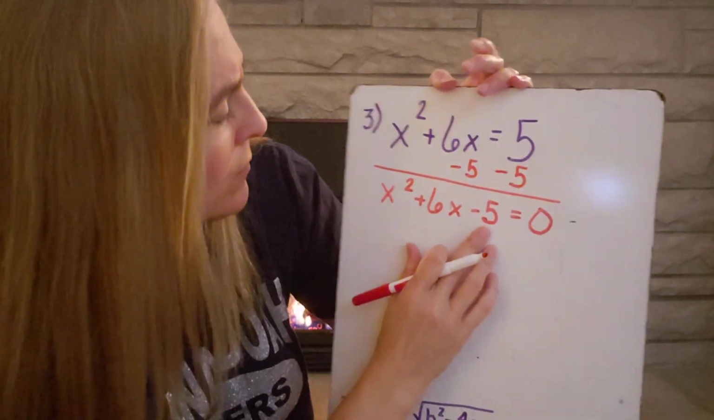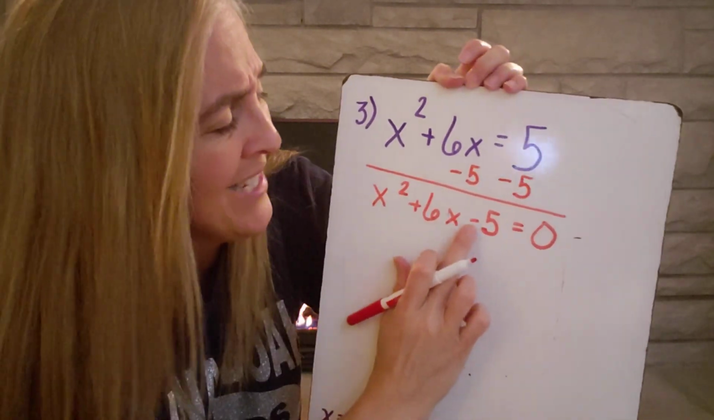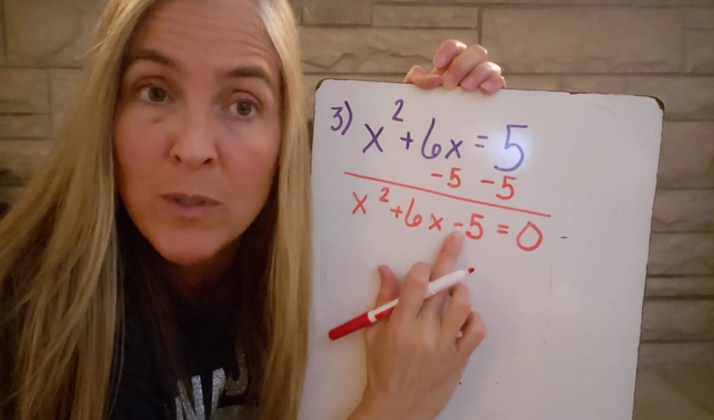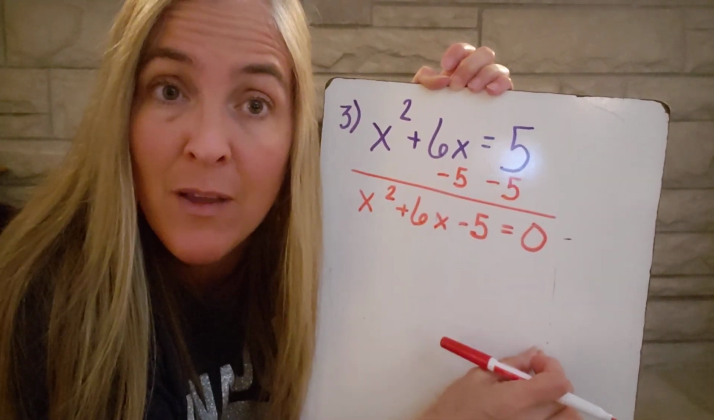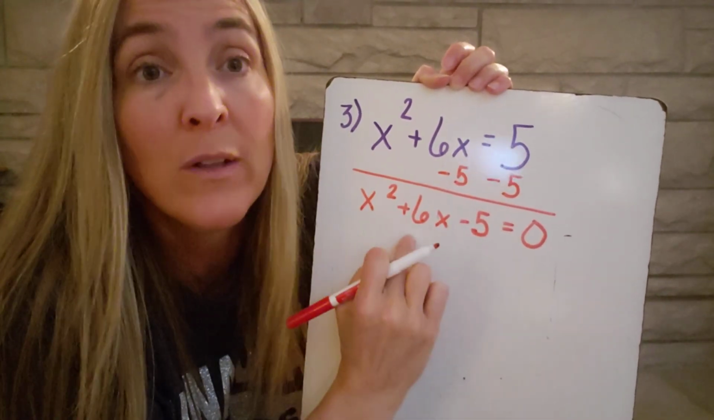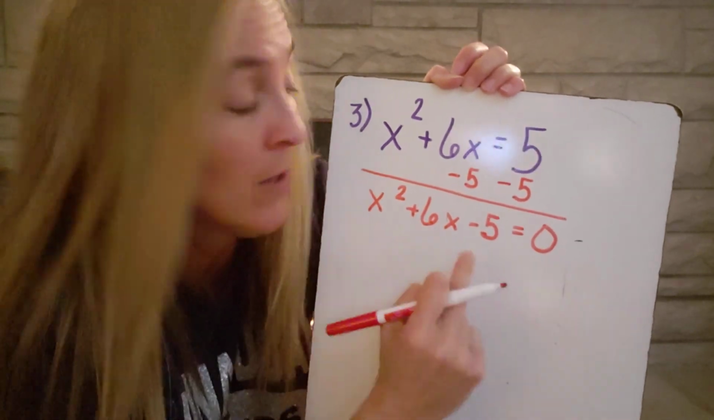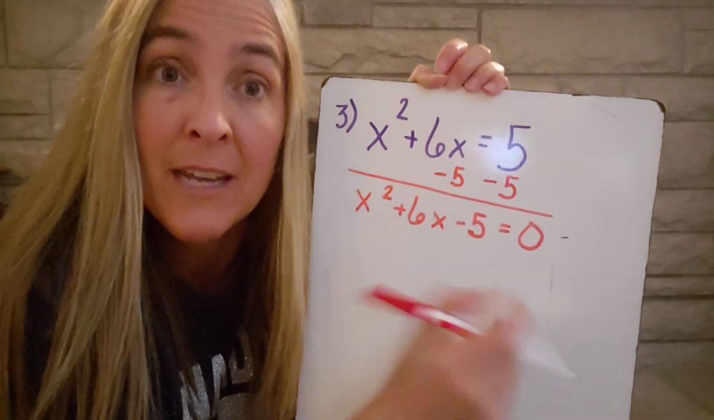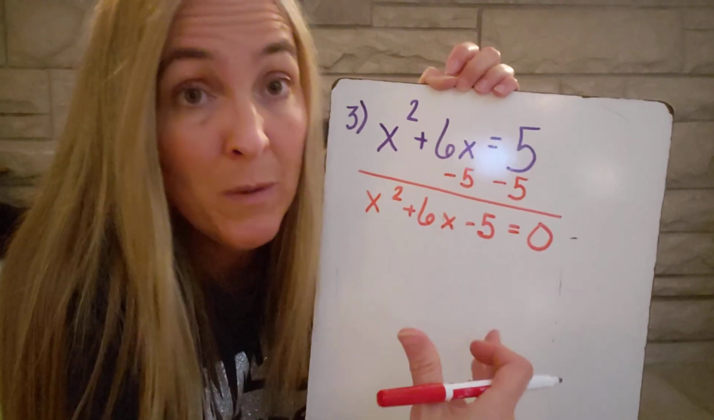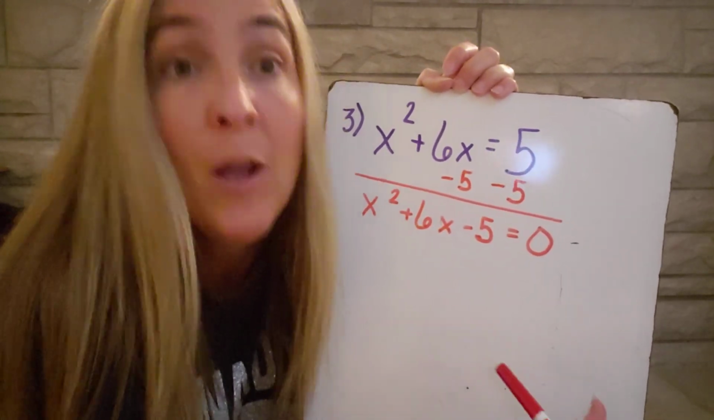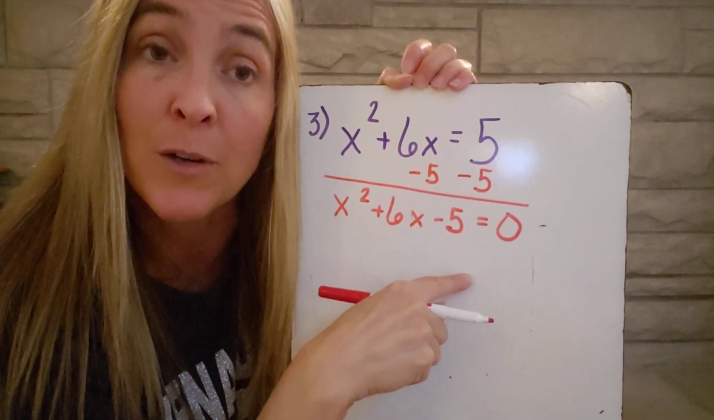Well, the only way to get a negative when you multiply is to have one positive and one negative. And so this will not factor because the only way to get 6 is to have the 5 and the 1 to either be both positive or both negative. So this does not factor.